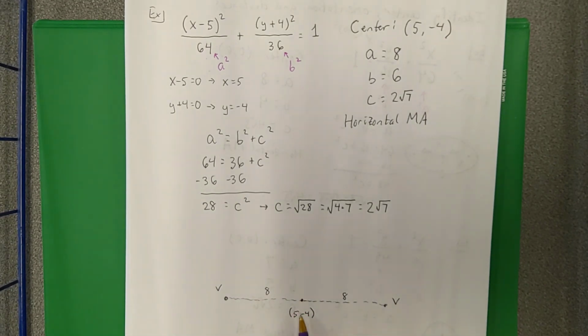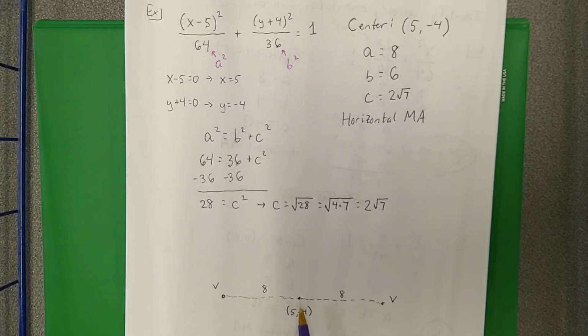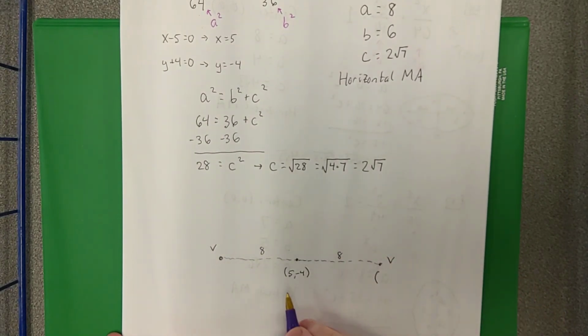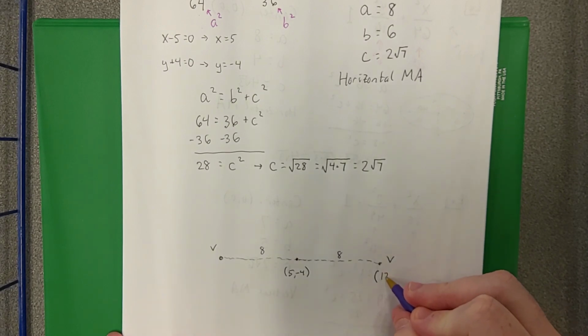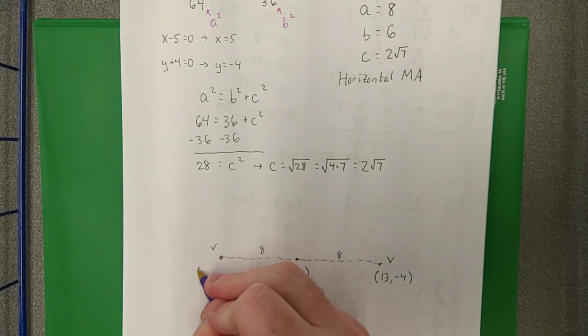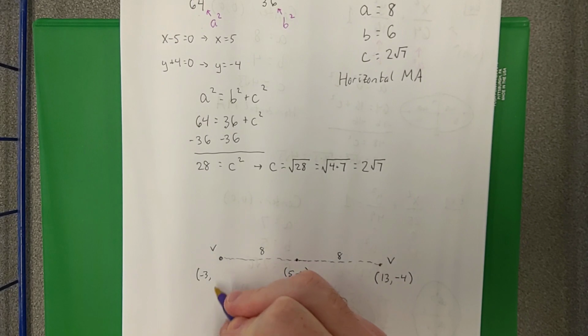It's not bad. Now this means that starting from 5, -4, if I were to go to the right by 8 units or go to the left by 8 units, I would arrive at the vertices. So if I increase the x-coordinate by 8 from 5, I'll arrive at a vertex. 5 plus 8 is 13, and because we haven't moved up or down, -4 stays -4. Similarly, if I were to start at the center and go to the left 8 units, that would be doing 5 minus 8 for the x-coordinate. 5 minus 8 is -3. So -3, -4 would be the other vertex.